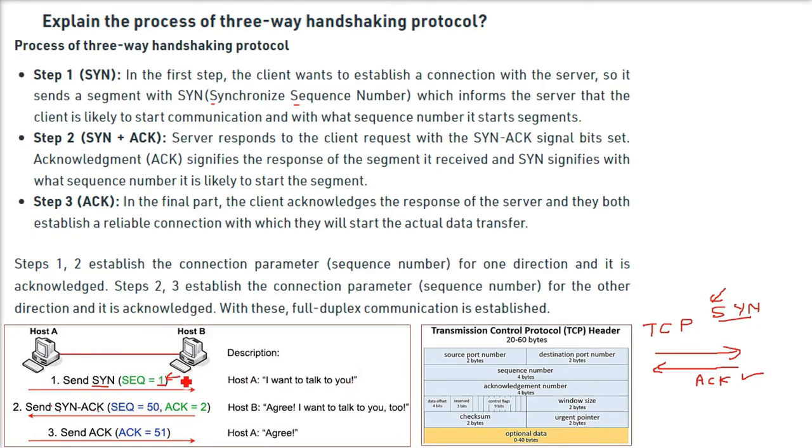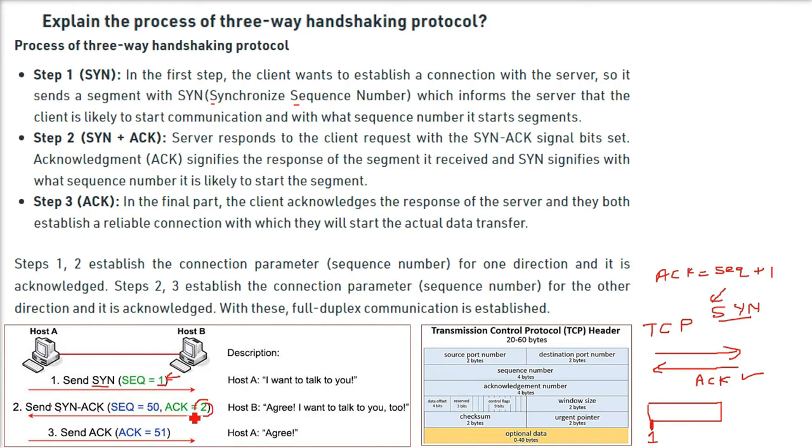What is the sequence number? This is the first byte number of the data which host A wants to send to host B. Let us assume it is 1; it will be a random number. Now when host B reacts, it will send ACK as 2. That means, okay, I got your point, you are going to send 1, I got 1. Now ACK is 2. Always ACK will be the sequence number plus 1.